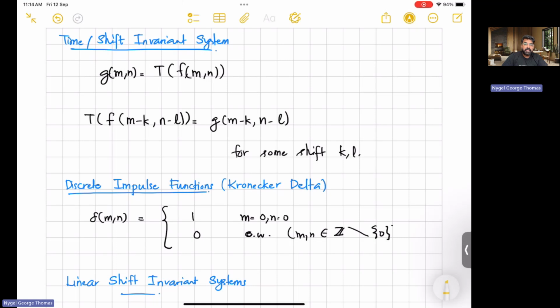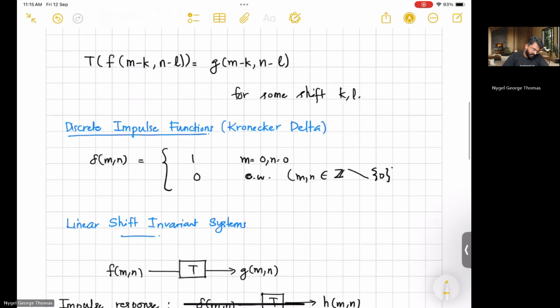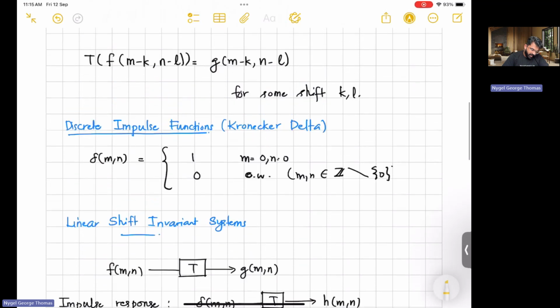What it means is, if we know the response of an unshifted image and we shift that image by some value, then for the corresponding output we just have to shift it by the same value, if it's a shift invariant system. So if both these properties hold together, then it is called a linear shift invariant system. Yeah, we'll discuss that.